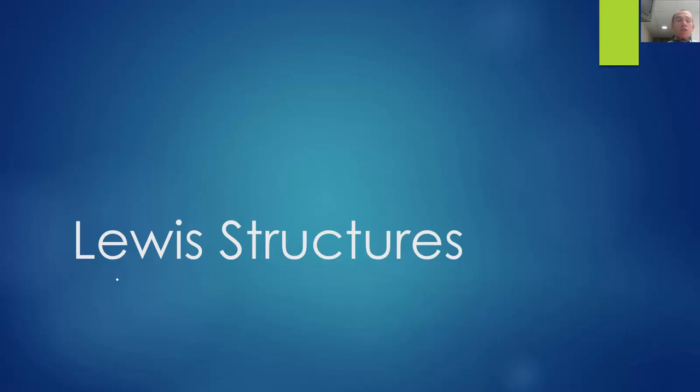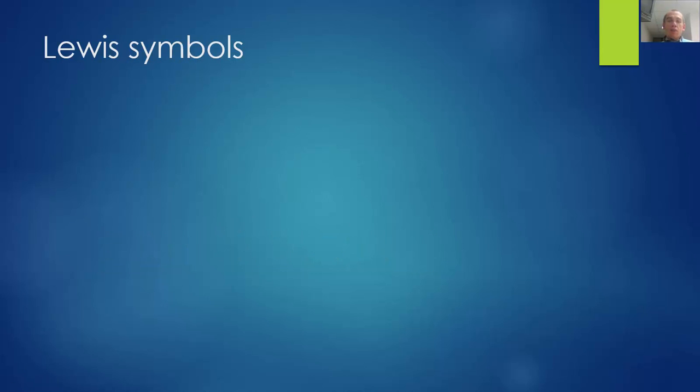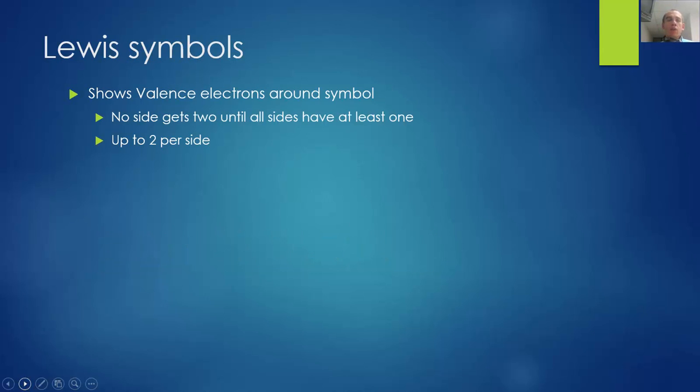In this lesson, we're going to take a look at Lewis structures. Now, we've looked at electron dot diagrams, which are also called Lewis dot diagrams, and basically these are going to help us figure out what molecules look like. They give us cartoons of molecules. So first, a quick review of Lewis symbols.